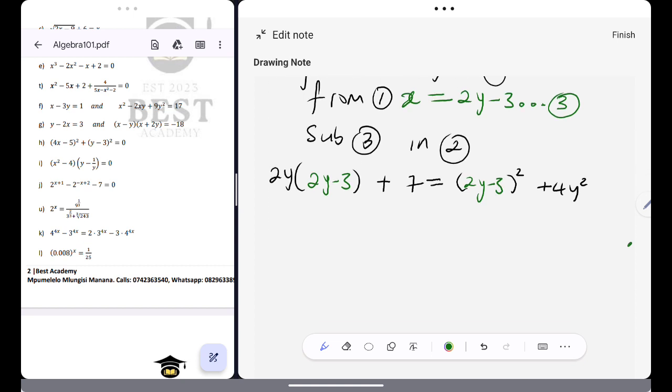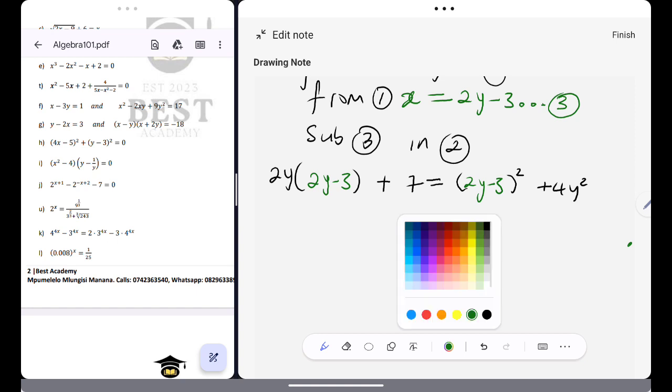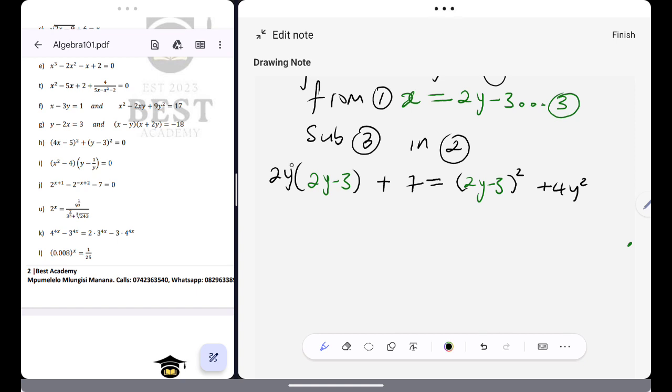Okay, now I have substituted. I only have one unknown variable, which is y, and I also have one equation now. So now I can solve for y, and then later solve for x. The same steps of solving equations still apply. I must remove brackets, surds, fractions if they are there. In this case, we have brackets. How can we remove them?